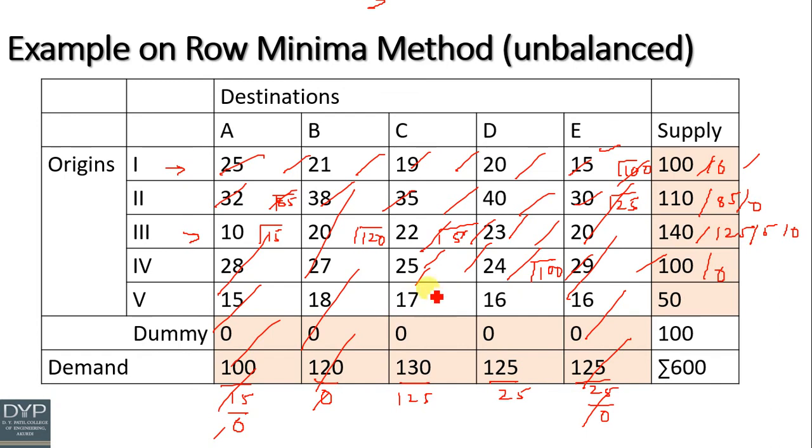Now next comes 16 and 17. So here I will be assigning 25, so the column is fulfilled, 25 are remaining here, which I am able to assign over here. So now 100 are remaining over here, which I will be assigning to this particular cost cell. So all the supply and the demand have been fulfilled, and now you can find out the transportation cost with the help of the row minima method.